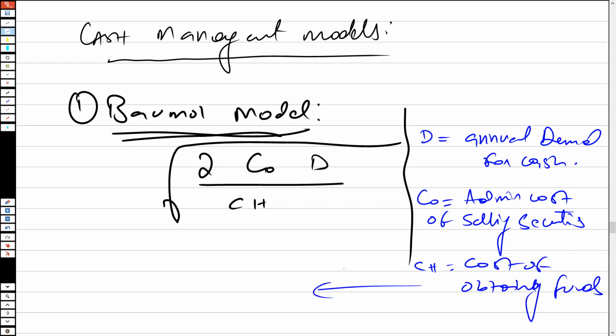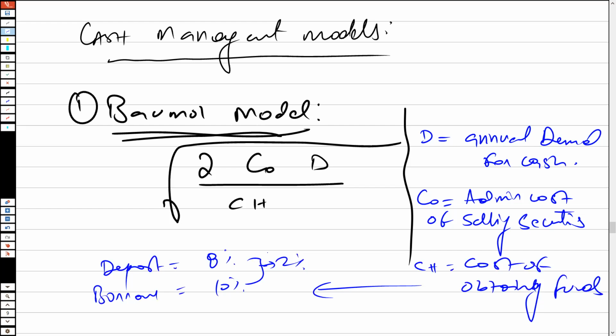So like this CH, you need to understand, if let's say you could deposit the money at 8% and you could borrow at 10%, so CH is going to be net 2%.